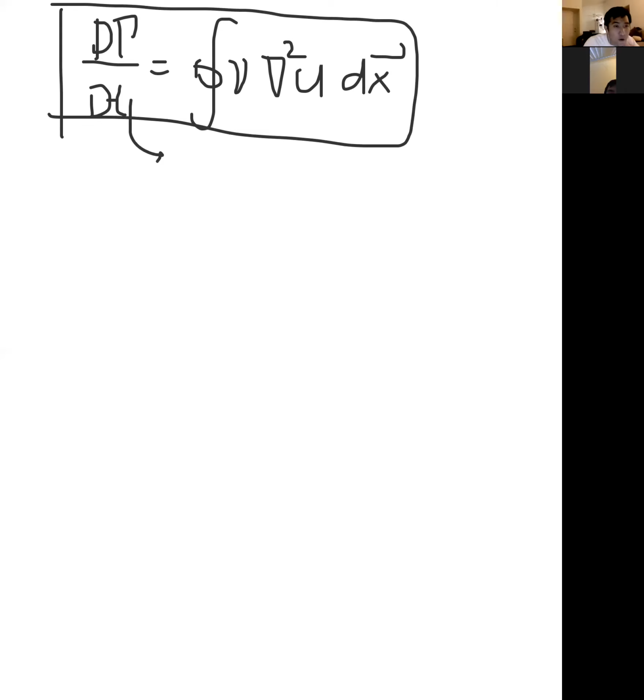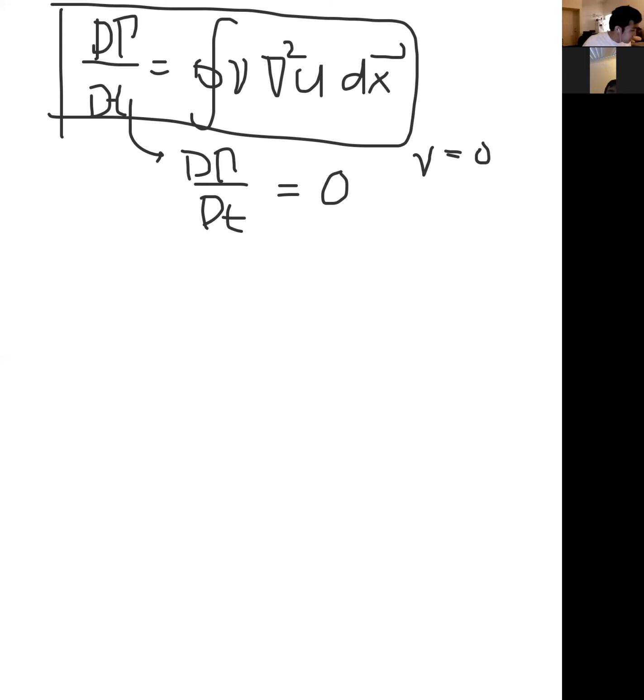So in order for Kelvin's circulation theorem to be true, remember it says that d gamma dt is equal to 0. The only way for this to be true is if viscosity is also equal to 0, right? And if you remember, one of the conditions for Kelvin's circulation theorem was that the viscosity was 0. So our derivation matches up with that.